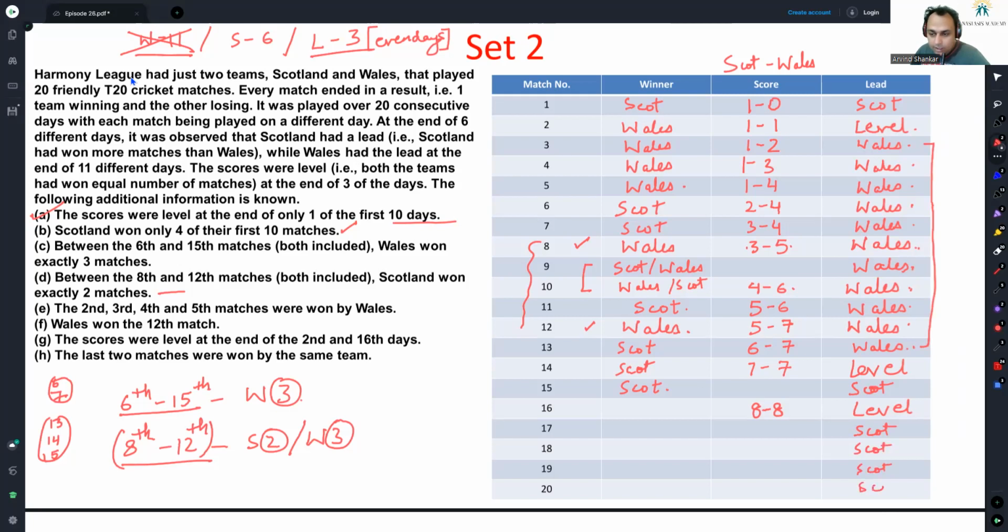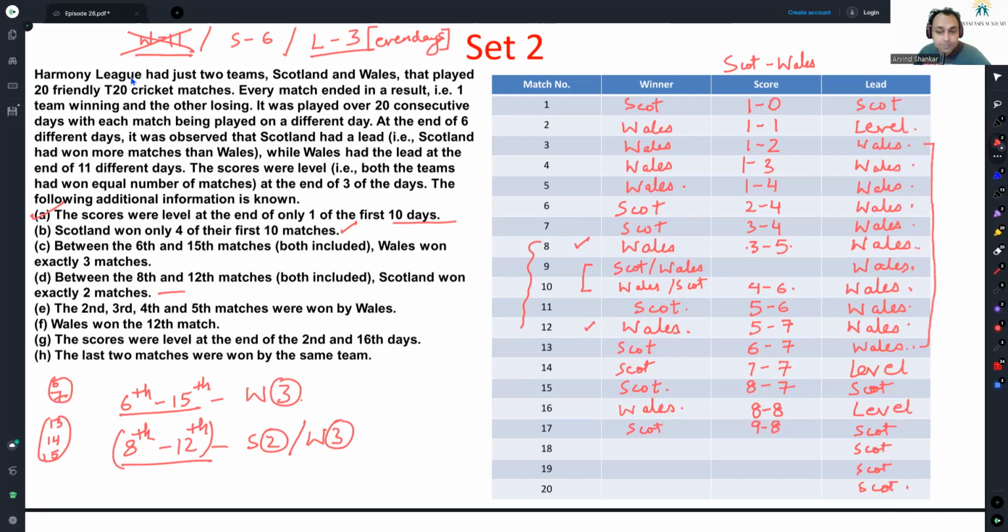We've got Scotland leading in all other situations. Okay, here the score line would be 8-7. Here, because it is becoming level, Wales would have won. Next, in match number 17, because Scotland is in lead, of course, Scotland won. And the score line is 9-8 now.